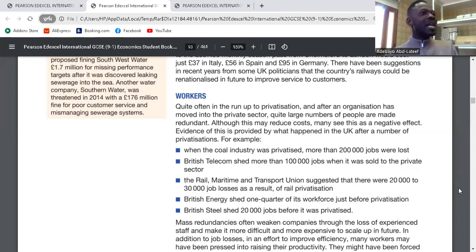So if the workers are lacking efficiency, that means they're not doing well. They cannot work with the entrepreneurs in the private sector. So they will be made redundant. So it is only those that are efficient, that will add value in the private sector that would remain. The rest will be made redundant. So that means privatization sometimes brings about unemployment. Do you get it? That's why they said it brings a negative effect because people will be made redundant.